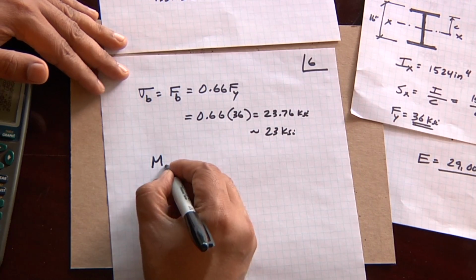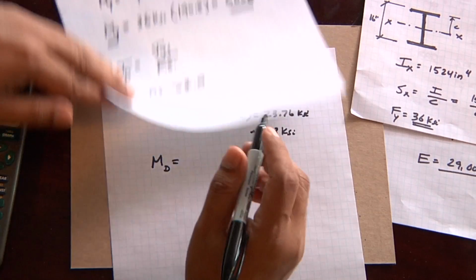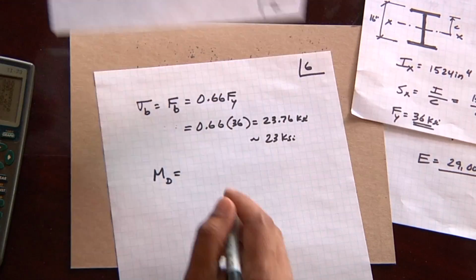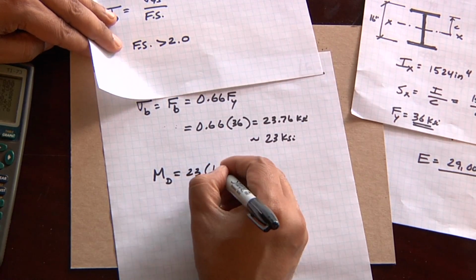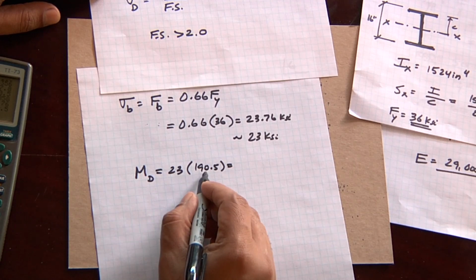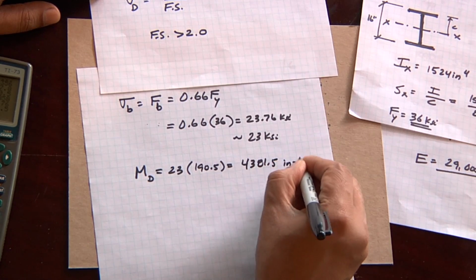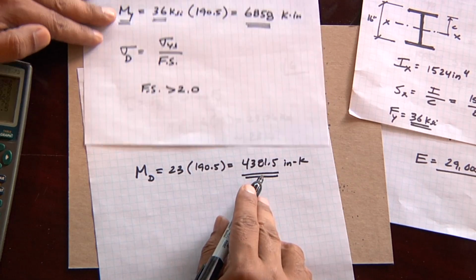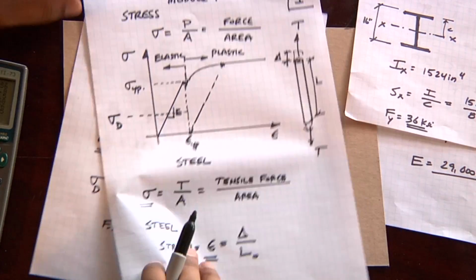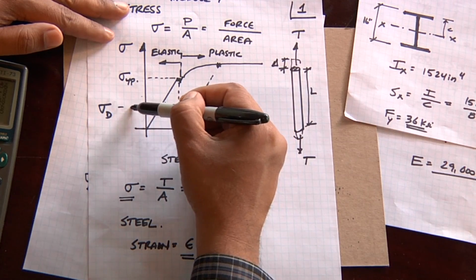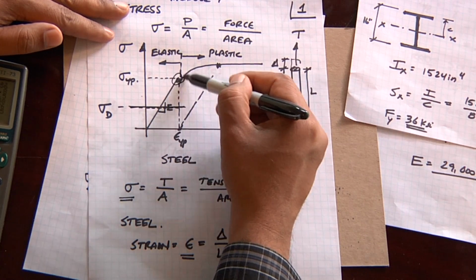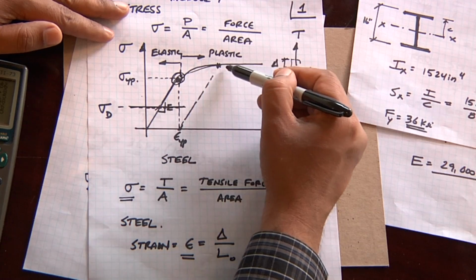Then my allowable design moment, going back to this equation, I replace this with 23 times 190.5. So if I calculate the design moment, it's 23 times 190.5, and I get 4381.5 inch kips. You can see that that value is lower than the yield moment, which it should be. And that's because of the factor of safety. We want all of our structures designed down here. We don't want to ever be close to this point, and we never want to go past that point. If we go past that point, the structure will have failed.